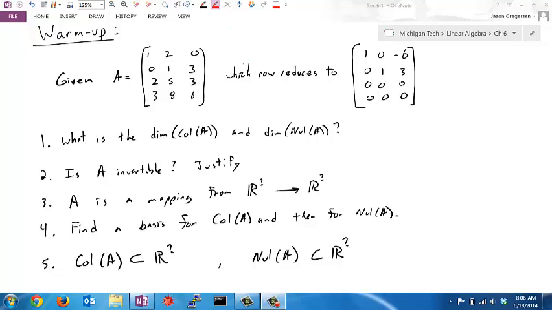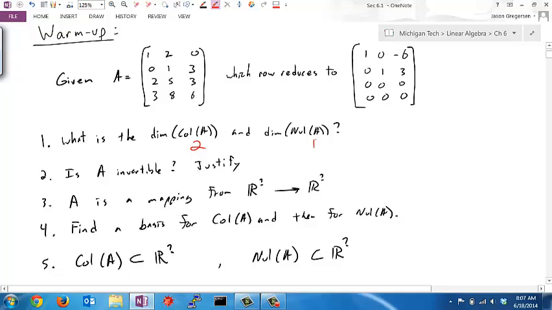What is the dimension of the column space? 2, absolutely. The dimension of the column space is 2. And the dimension of the null space? Not 2, should be 1 in this case. Dimension of the null space is 1.